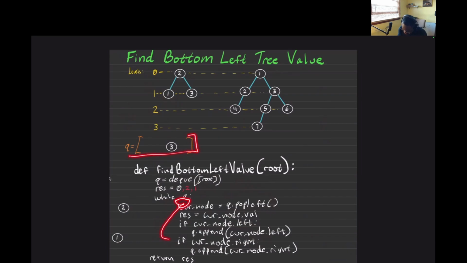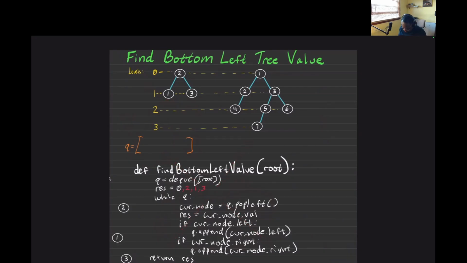Because look, we have items in our queue. Pop this one off. We just did that. Update res to be equal to its value. So we get a 3. And does it have a left or a right? It does not, okay? So notice how res ends up being 3, but that's not the leftmost value, right? So this will not work, okay?